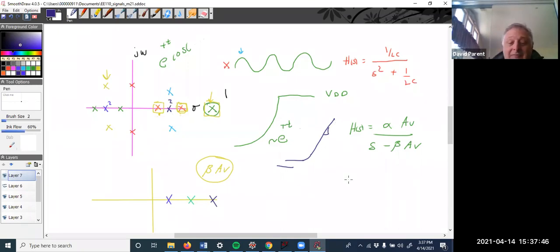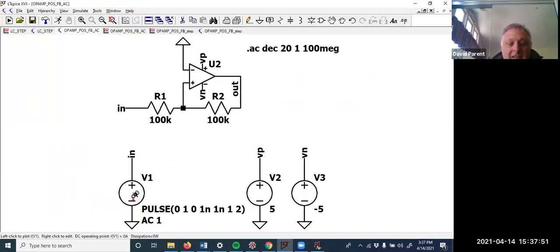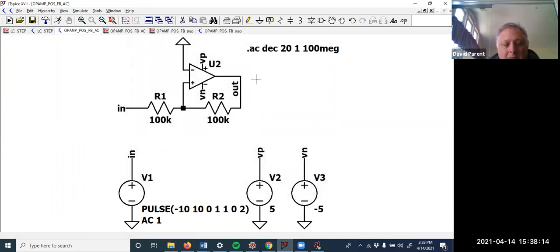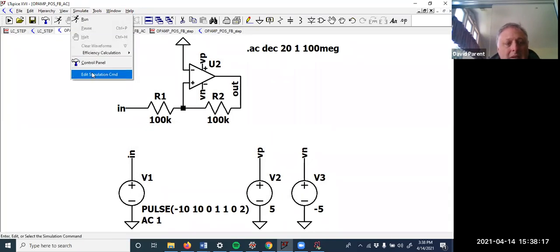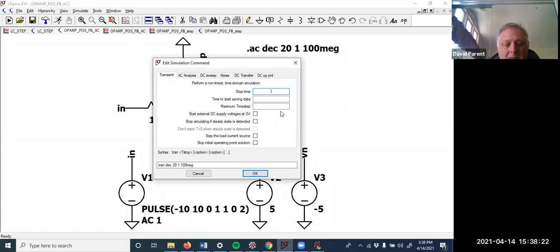Now, here's the thing. This circuit actually does work. Let me set up the simulation so that you see it. But I'm just going to do 1, 1, 1, T on 0, 2. Stop time.